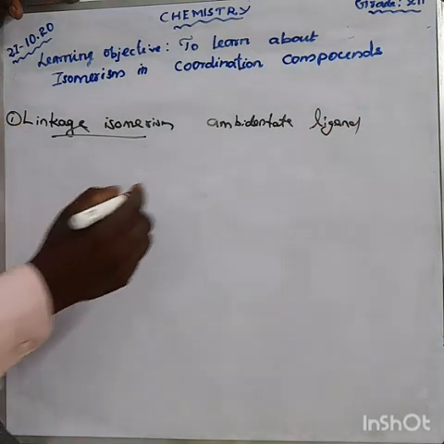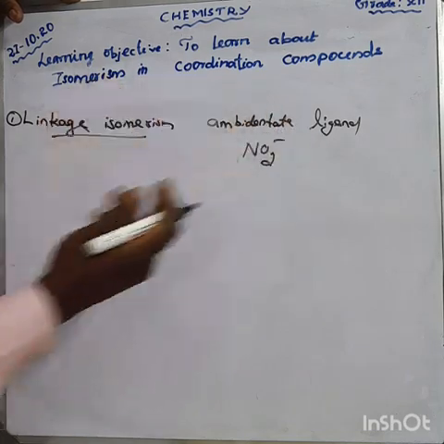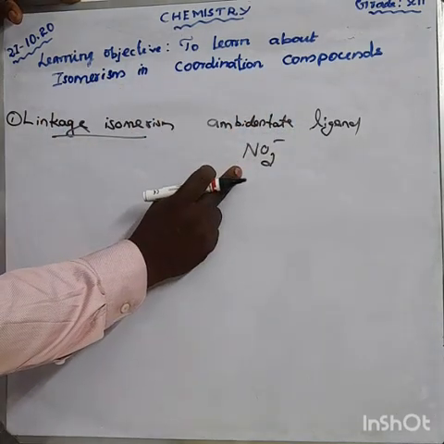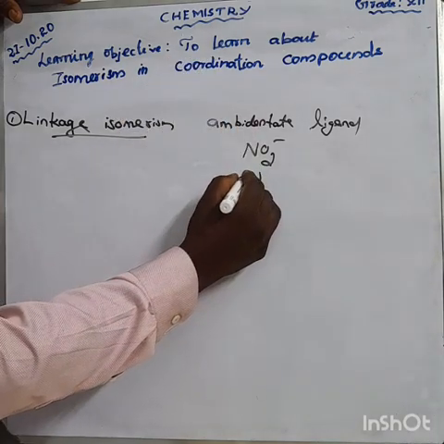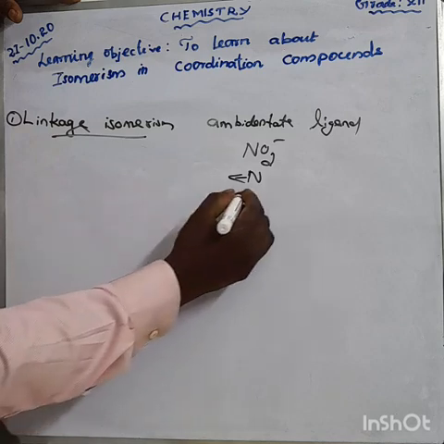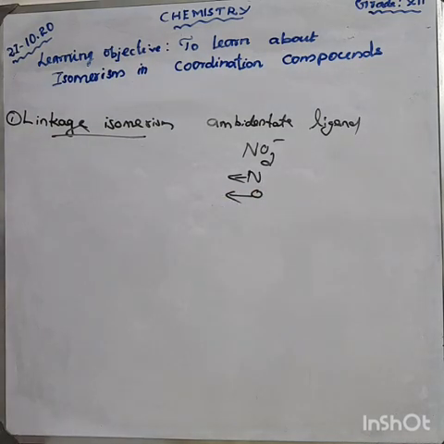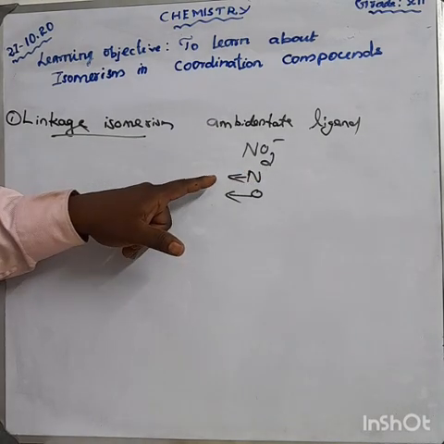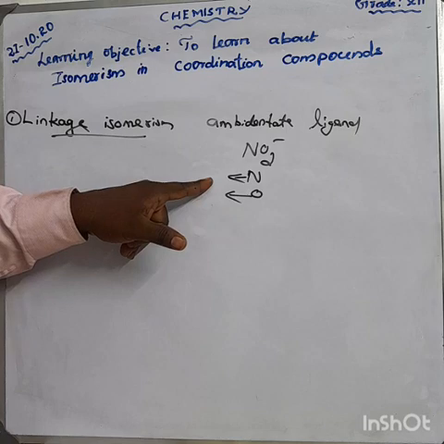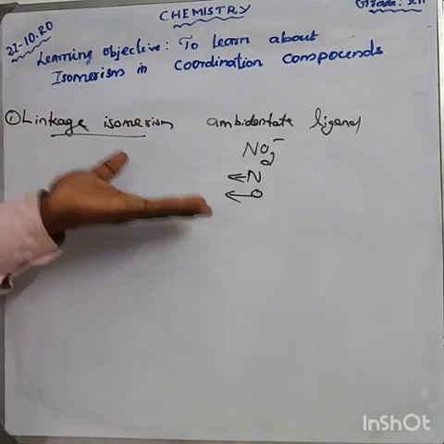A very good example is nitrite, NO2 minus. Nitrite means here nitrogen can bond to the central metal atom, or oxygen can also bond to the central metal atom. Here there is one nitrogen and two oxygens. The nitrogen atom can bond with the central metal.